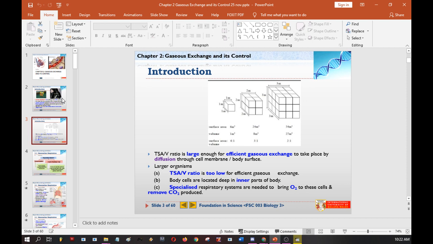And then move to the bigger one, 3 by 3 by 3. So you get 27 meters cubed. What about the surface? The surface is 54. So 54/27 is 2 to 1. It means that the bigger the animal, the more tissues you have in your body, and not all of the tissues are on the surface. So you actually need something to get the O2 into the body of the animal.